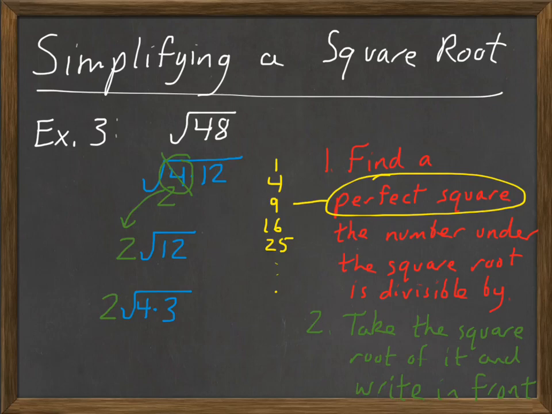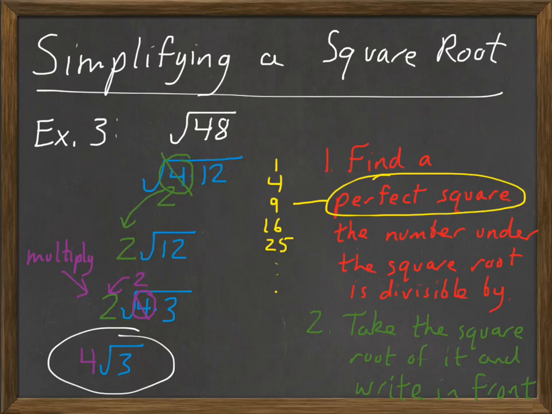Since 4 is a perfect square, I can take the square root of it, which is 2, and I'll bring it out front. But wait a sec. There's already a 2 out there, so what am I going to do? Well, there's no addition or subtraction sign. This must be multiplication. So I'm going to multiply the two 2's and get 4. So the simplified form of the square root of 48 is 4 square root of 3, which means 4 times the square root of 3.